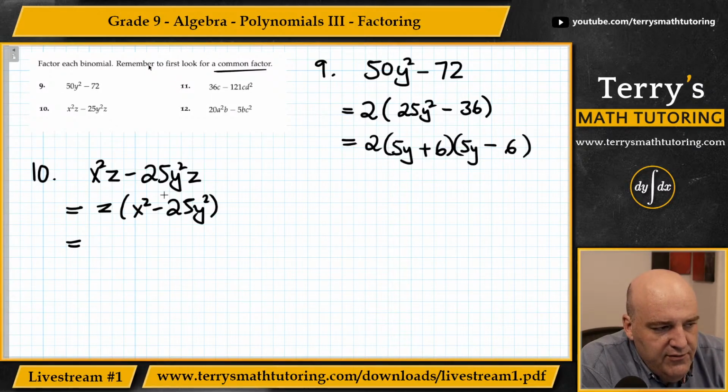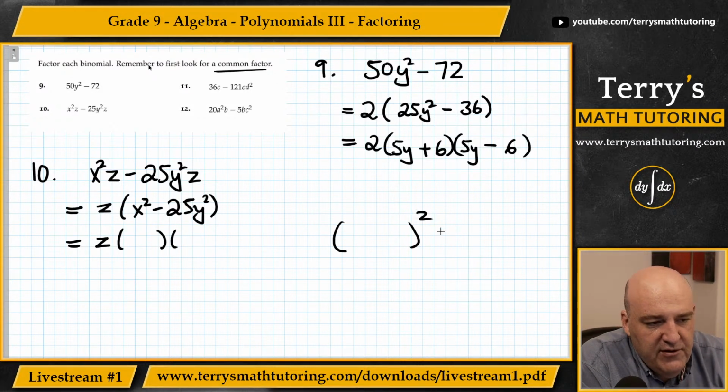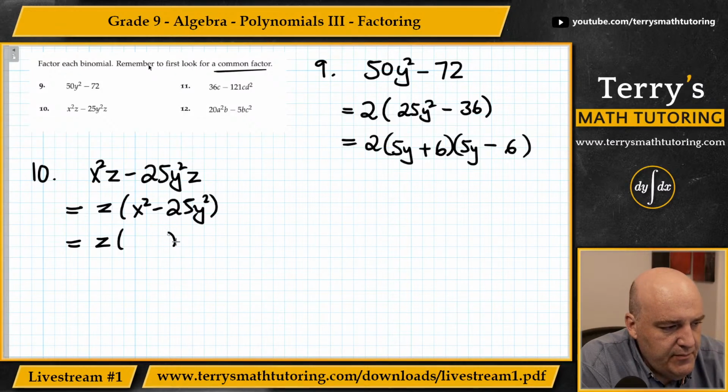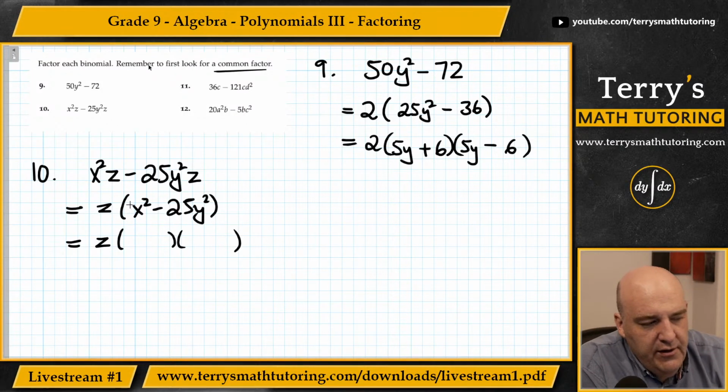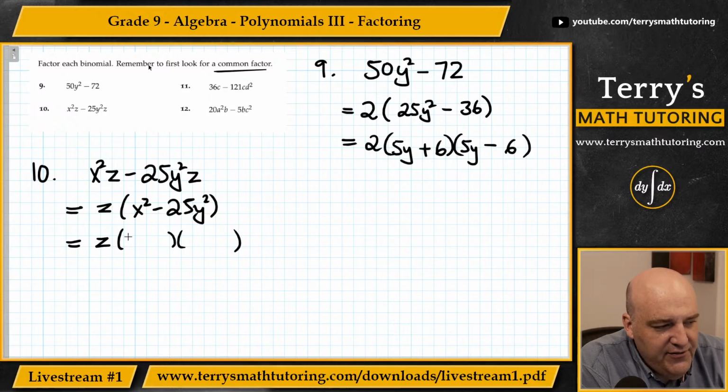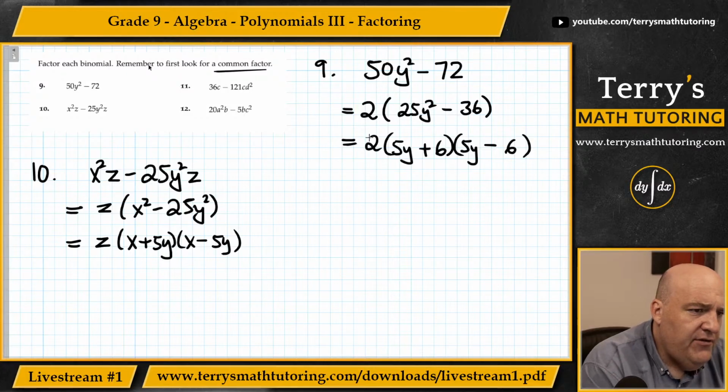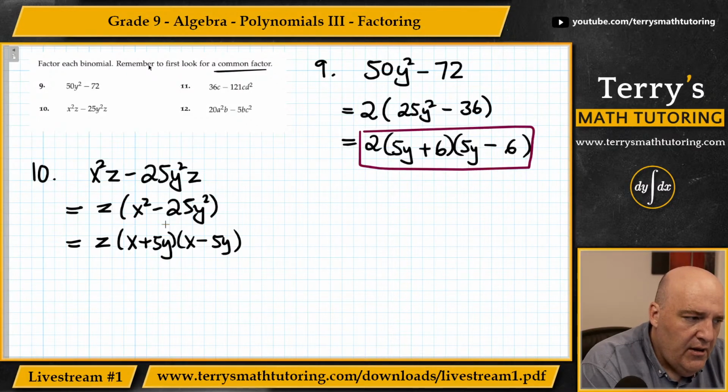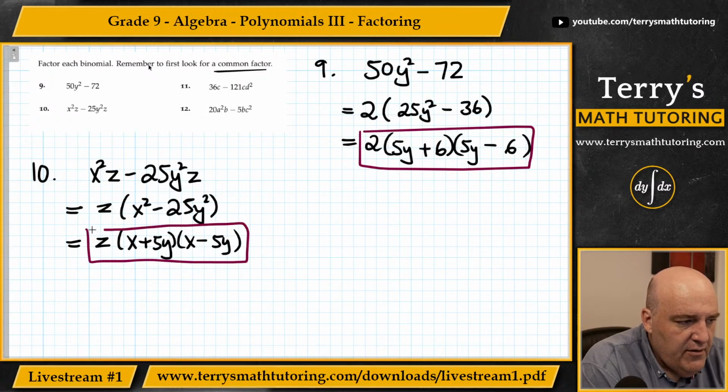Sorry, this is not a perfect square. Remember, perfect square means this, right? This is a difference of squares. What is the square root of x squared? That's x, right? What's the square root of this? 5y. And then 1 is plus, 1 is minus, or minus plus, whatever. All right, so that's the answer for 9. That's the answer for 10.